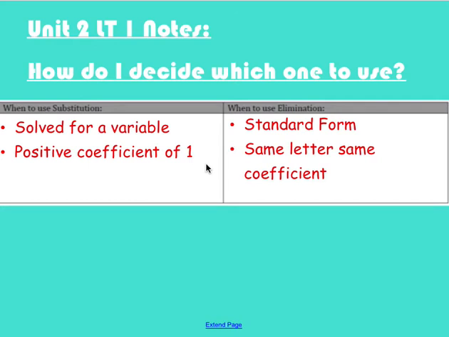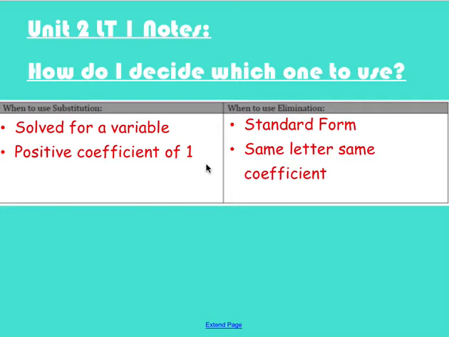Today we're going to be doing Unit 2 Learning Target 11 Notes. So we're going to be talking about solving systems using any method. Sometimes you're just given a system and you have to decide which method you're going to use and how you're going to go about doing it. So here's how you can kind of tell between the two.